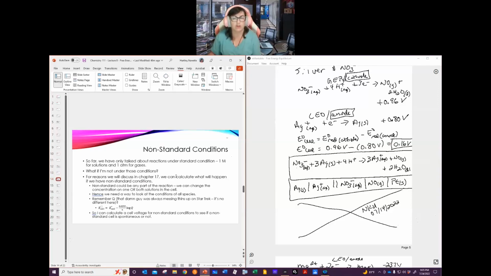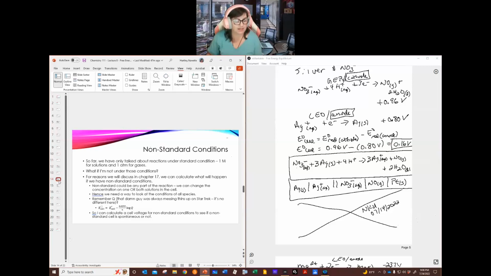So the next thing we're going to talk about are non-standard conditions. We've talked about standard. We know that we can calculate that based on what's in the standard reduction potential tables, but it's not always standard conditions. And as a reaction continues to proceed, we're going to be losing material. So we're going to go from a standard condition, so 1 molar. If we leave it long enough, it's no longer going to be 1 molar. And therefore, we're going to have to look at what that is.